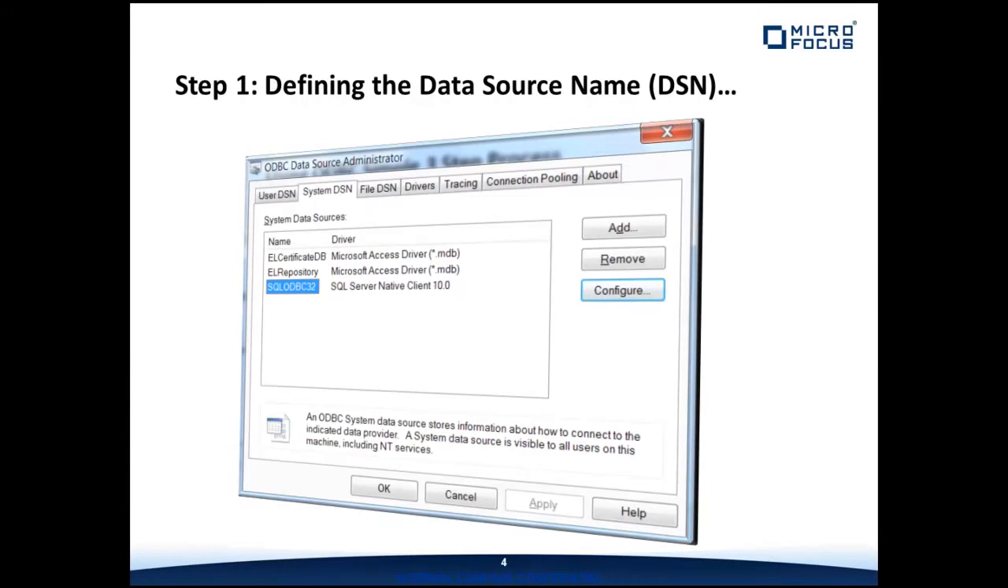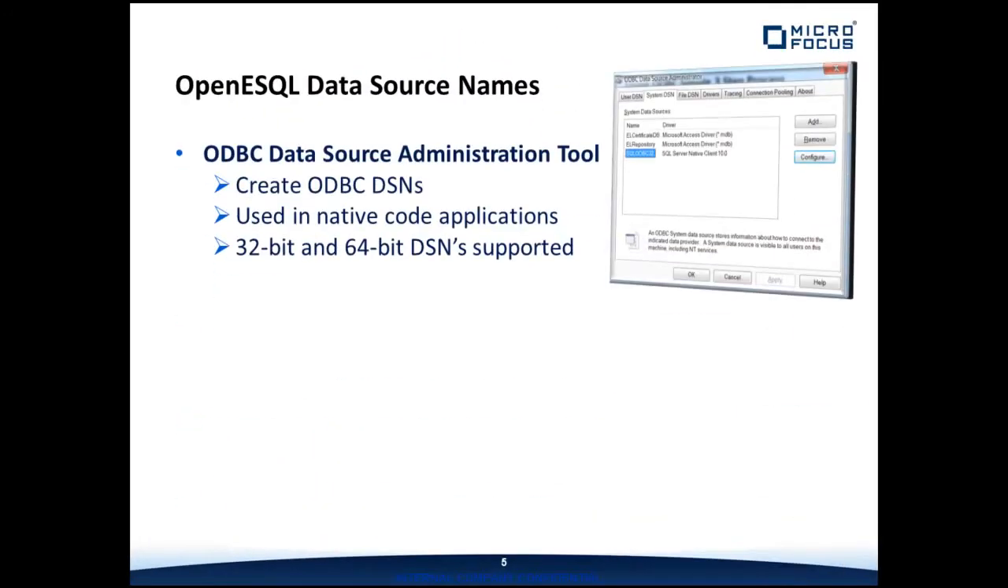There are a couple of tools available that can be used to create a DSN that COBOL can use to connect to a database. The first tool is the ODBC Data Source Administration tool. This tool is part of Windows, but Visual COBOL provides links to both the 32-bit and 64-bit versions of this tool directly from the Visual COBOL group under All Programs on the Start menu. This tool is used to create DSNs that use installed ODBC drivers for your databases. These DSNs can be used by Visual COBOL native code applications.